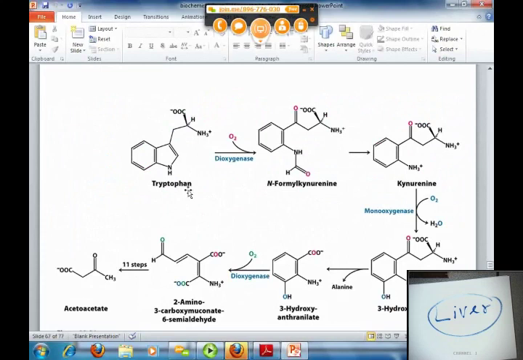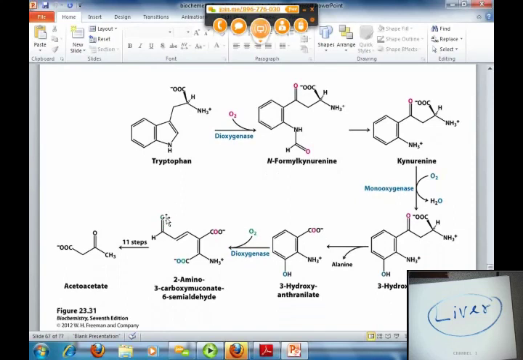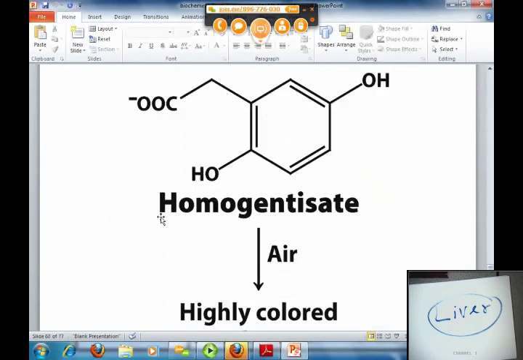Tryptophan. If I ask the question, what is the pathway of tryptophan, you have to follow through this one. N-formylkynurenine and kynurenine, and then 3-hydroxykynurenine, and then 3-hydroxyanthranilate, and 2-amino-3-carboxymuconate 6-semialdehyde, and another 11 steps enter into acetoacetate. So you should be very careful on tryptophan.